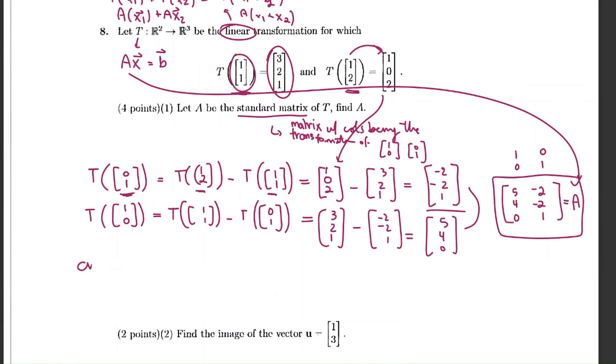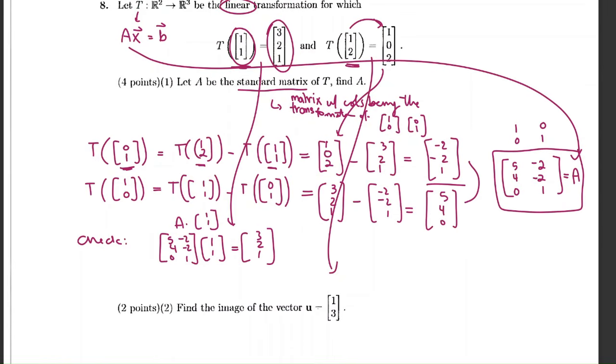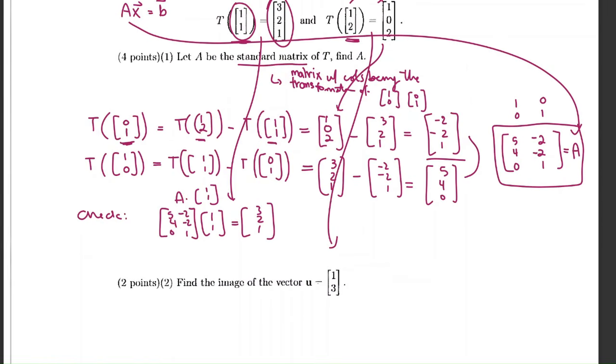If we want to check your answer, which is always a good thing, you can check that A times (4, negative 2, 0) and A times (1, 1) equals (3, 2, 1). So when we do that, this is in fact (3, 2, 1), right? Because we're just checking if this works. And we can do the exact same thing with this one, which I'm not going to do, but you can just double check that to make sure that your standard matrix is correct.